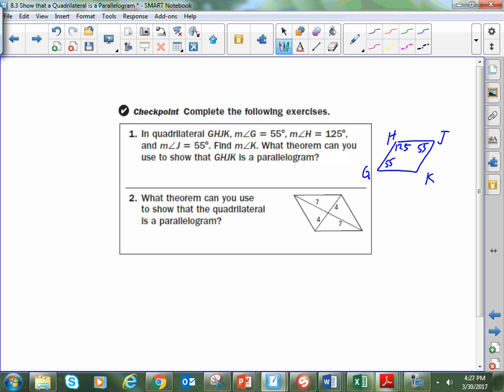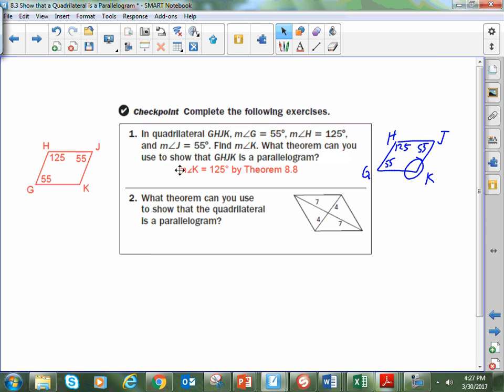So using the fact that the four angles have to have a sum of 360, I'm going to look to see, does this one give me 125 degrees also? And if it does, I can say both sets of opposite angles are congruent to each other, therefore it is a parallelogram. And that's exactly what we're seeing. Yes, it is a parallelogram because the opposite angles are congruent to each other. That's why it's a parallelogram.